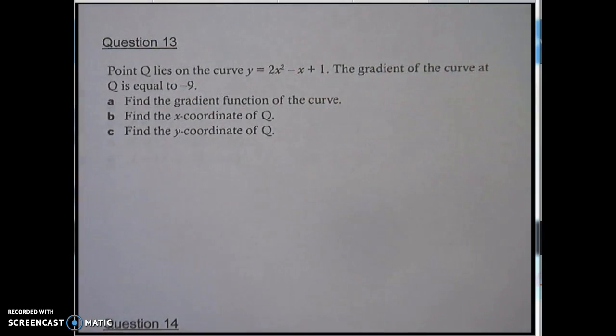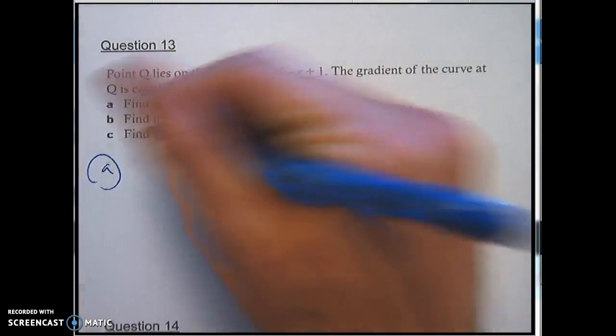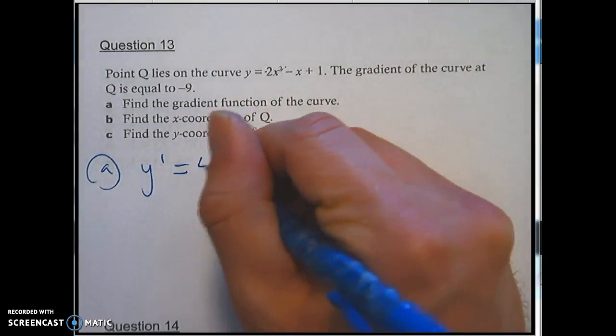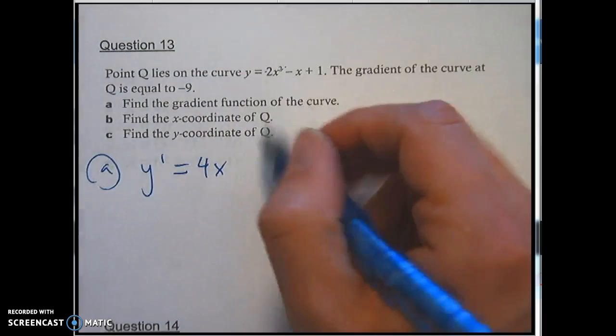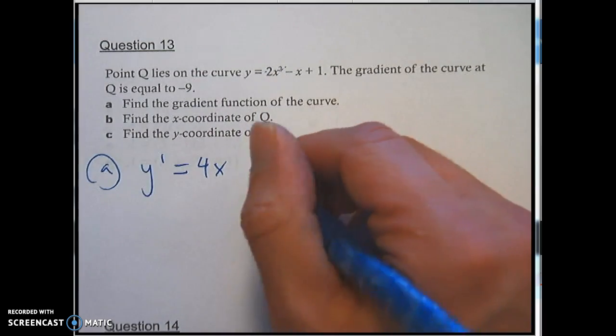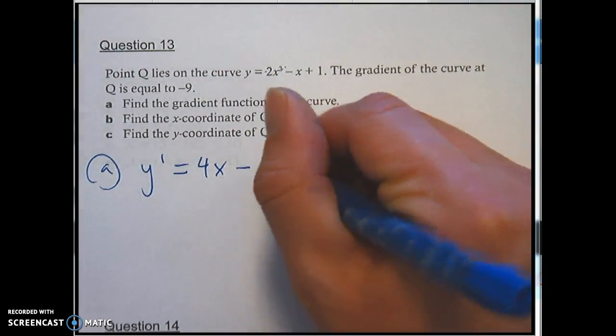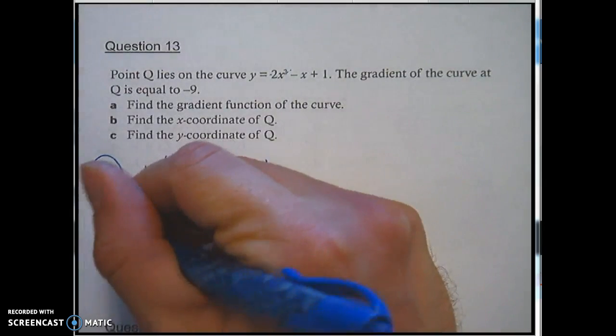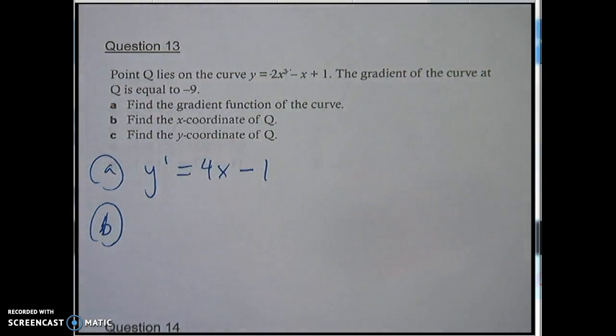Point Q lies on the curve y equals 2x squared minus x plus 1. The gradient of the curve at Q is equal to -9. Find the gradient function. Well, the gradient function is just y prime. That's going to be 2 times 2 is 4x to the first power, minus 1 times 1, which is just 1, x to the 0th power. That's the gradient function. And for part B, we're supposed to find the x coordinate of Q.